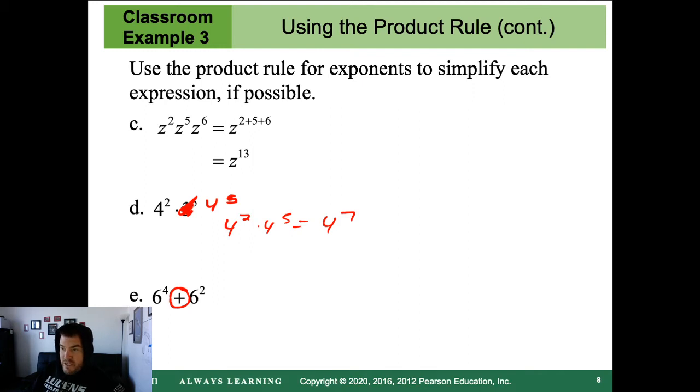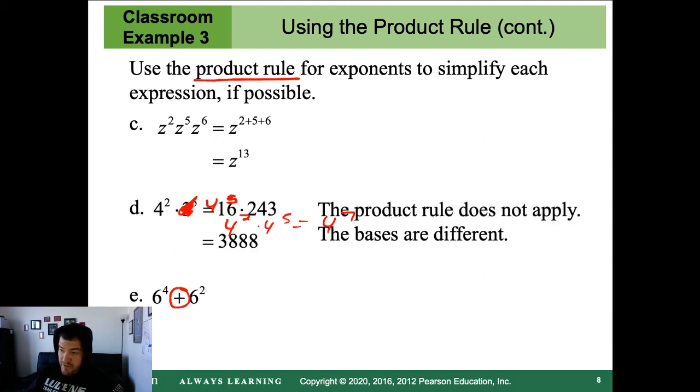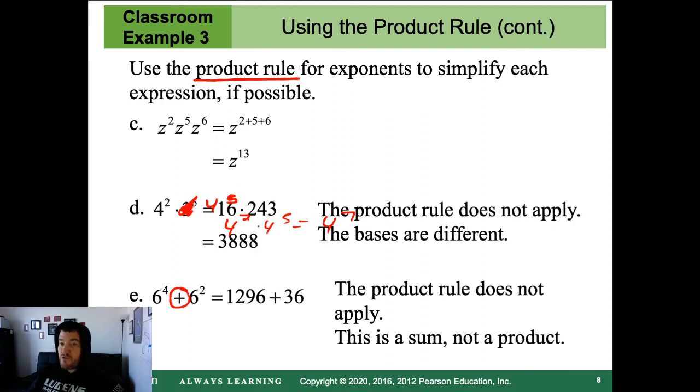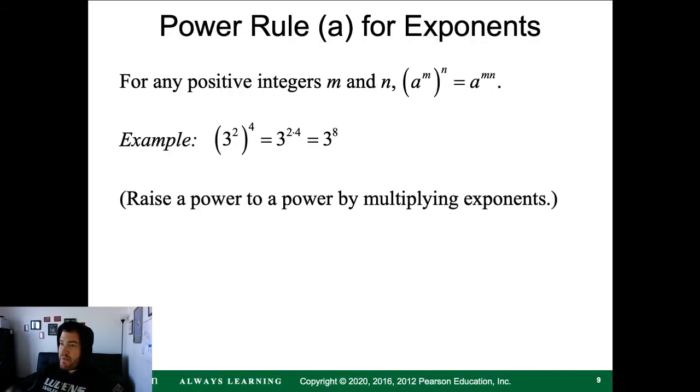So remember, this is called the product rule. So in order for it to be a product rule, these things have to be multiplied. So you're not going to get 6 to the 6th. You're not going to get 12 to the 6th. You literally just have to figure out what 6 to the 4th power is, which is 1,296, plus 6 squared, which is 36. So be careful when you're using the product rule. You have to be sure that you're multiplying, not adding. Okay? All right. So let's talk about the power rule.